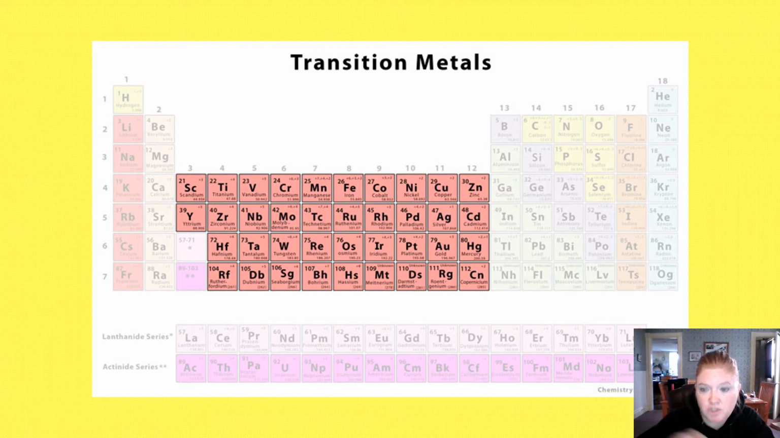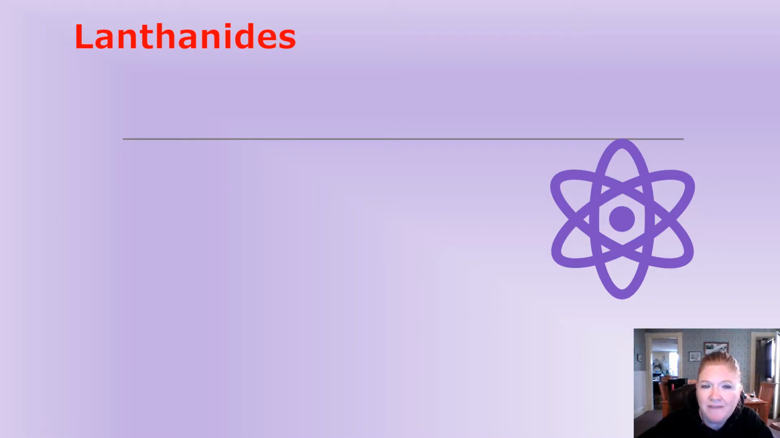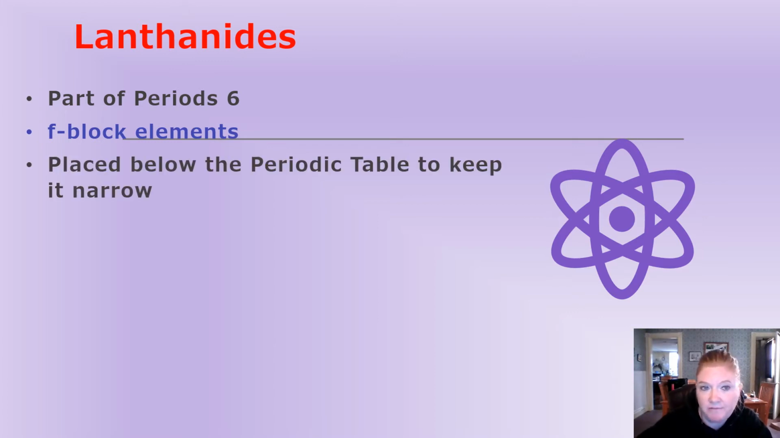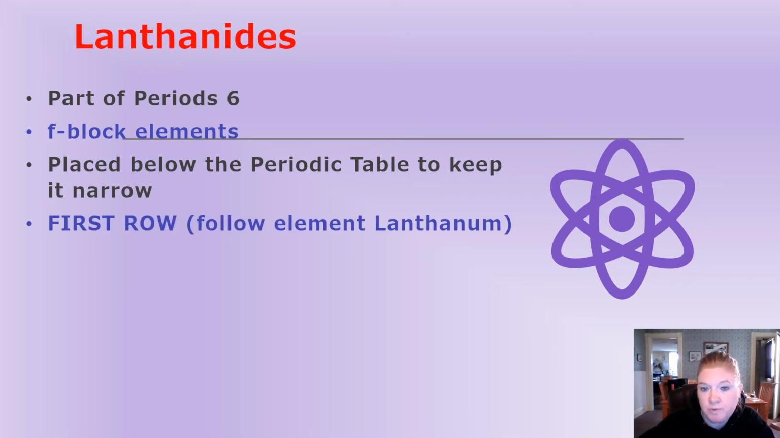So there's the transition metals, all right? So it's this D block right here. This, remember, is alkali metals, alkaline earth metals, okay? But here we're talking transition metals, that D block in the center of the periodic table. And then we have lanthanides. It's a part of period 6, so they're the F block elements, well, at least part of them. They're placed below the periodic table to keep it narrow. It's the first row and they follow lanthanum, so hence lanthanides.